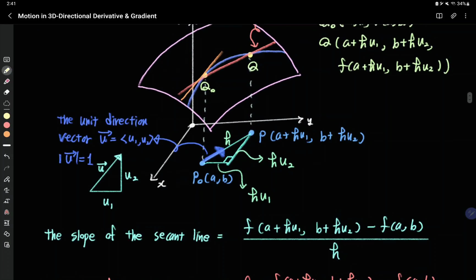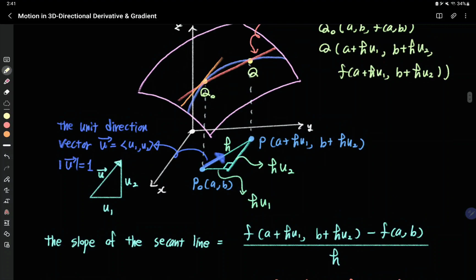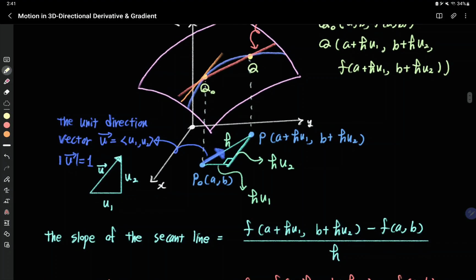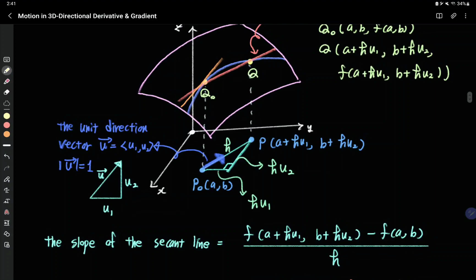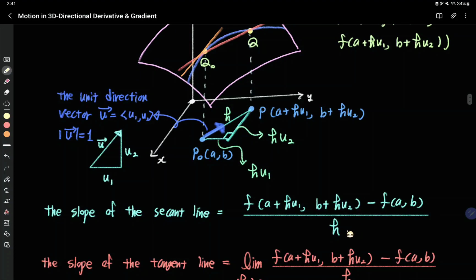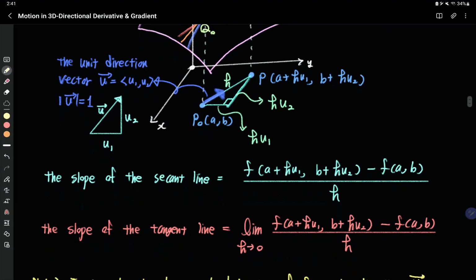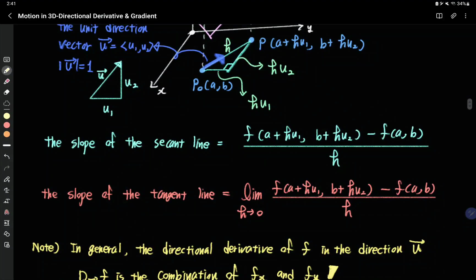Then the slope of the secant line is what? We find the change in f values, which means f(a + h u1, b + h u2) minus f(a, b). That's the change in the z value, divided by h. That's the slope of the secant line. Then we take the limit of the slope of the secant line, and that's the slope of the tangent line. So that defines the directional derivative.